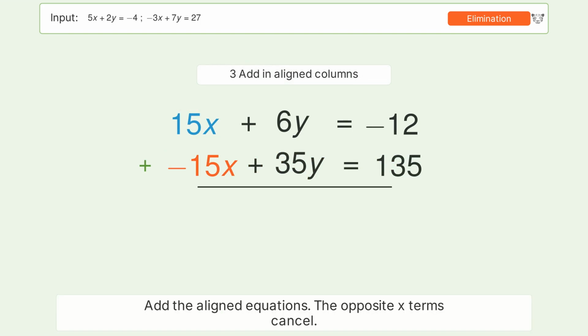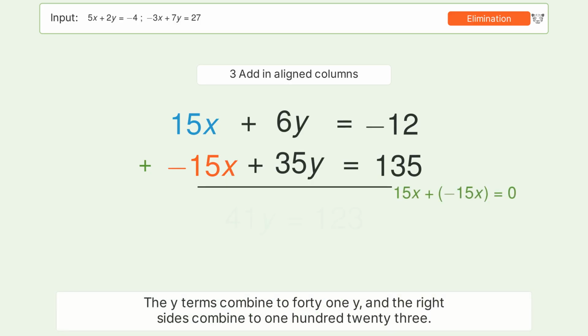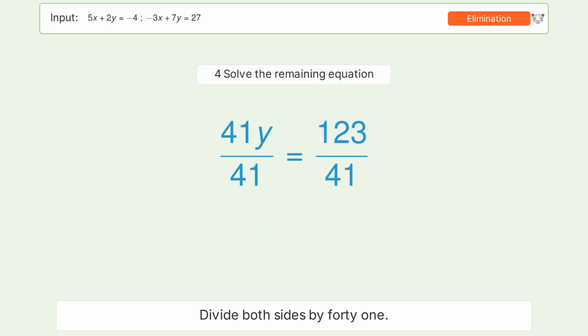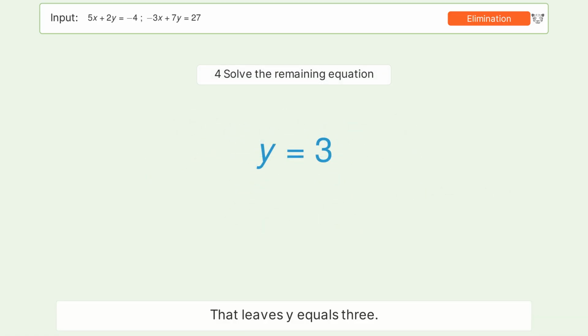Add the aligned equations. The opposite x terms cancel. The x terms cancel. The y terms combine to 41y, and the right sides combine to 123. Divide both sides by 41. That leaves y equals 3.